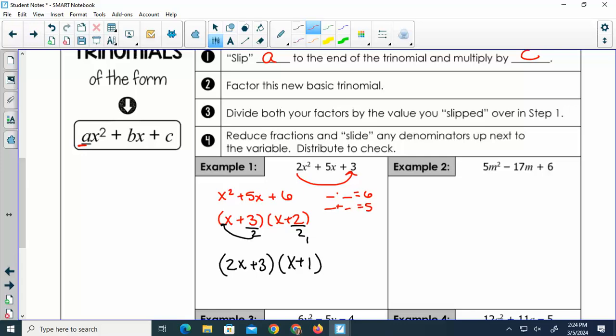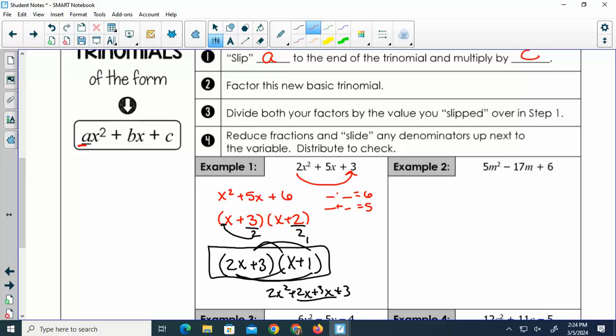How can we check ourselves on these? This is my answer, but if you thought you had made a mistake, you could check. 2x times x is 2x squared. 2x times 1 is 2x. 3 times x is 3x. 3 times 1 is 3. And if you add like terms, you get 2x squared plus 5x plus 3, like we started with.